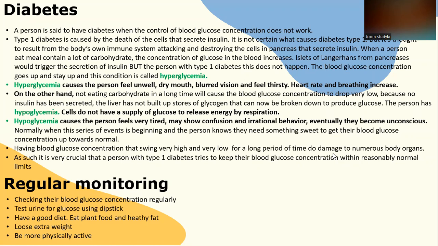So, for regular monitoring, a person with type 1 diabetes, or a person with diabetes, has to check their blood glucose concentration regularly, test urine for glucose using a dipstick, and have a good diet: eat plant food and healthy fats, lose extra weight, and be more physically active.